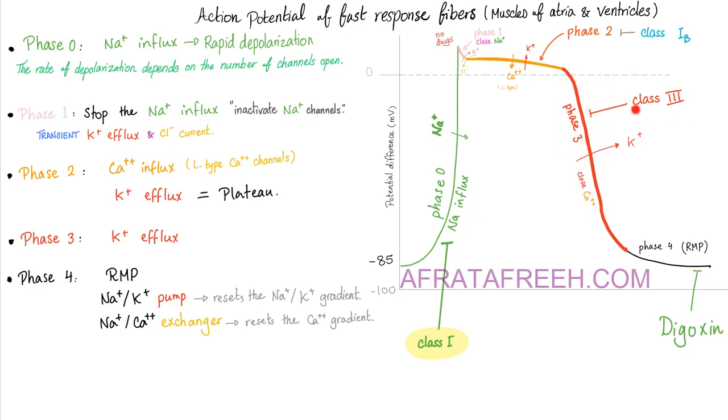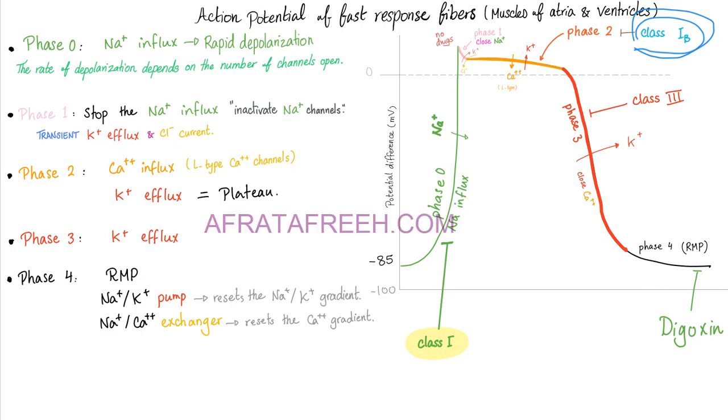Phase 3, class 3, the potassium channel blockers, such as the ugly amiodarone. Class 1 includes quinidine and procainamide. 1b includes lidocaine. 3 is the amiodarone, and there is another one called sotalol.